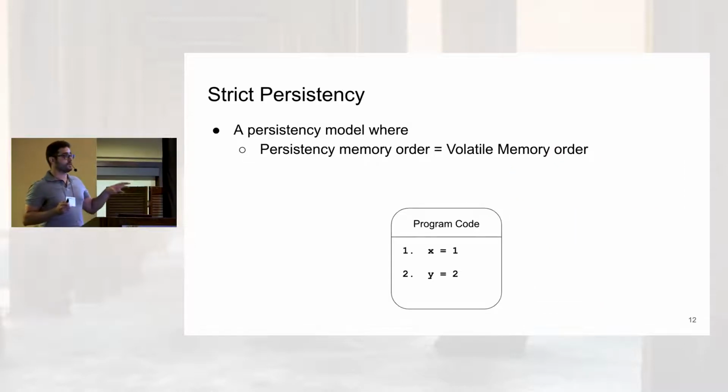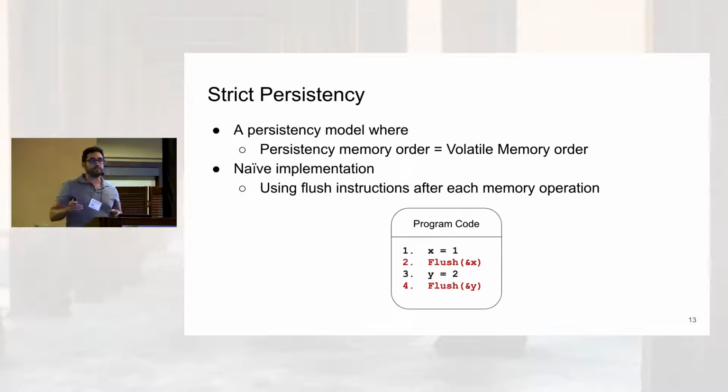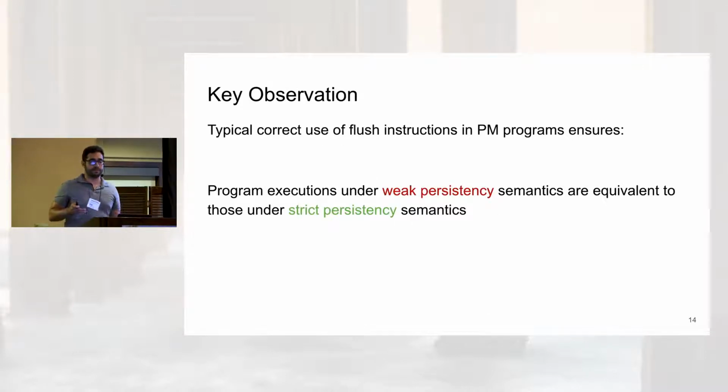Our work builds on the notion of strict persistency, where stores become persistent in the same order that they become visible to other threads. Bugs caused by missing flushes and fences are all eliminated under strict persistency. We can naively implement strict persistency by adding flush operations after every memory access in the program. While doing so is not practical, strict persistency can be used as a correctness condition for a weaker persistency model.